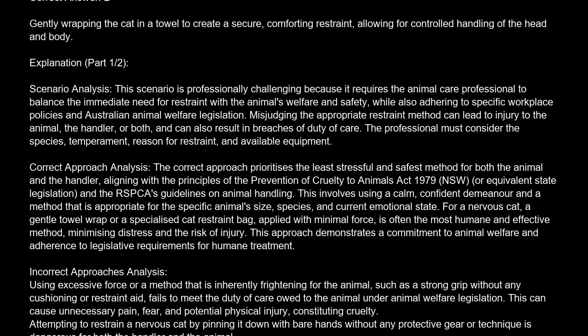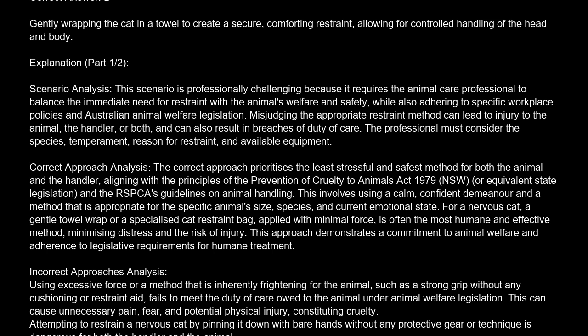Correct answer is B. Gently wrapping the cat in a towel to create a secure, comforting restraint, allowing for controlled handling of the head and body. Explanation: scenario analysis. This scenario is professionally challenging because it requires the animal care professional to balance the immediate need for restraint with the animal's welfare and safety, while also adhering to specific workplace policies and Australian animal welfare legislation. Misjudging the appropriate restraint method can lead to injury to the animal, the handler, or both, and can also result in breaches of duty of care.